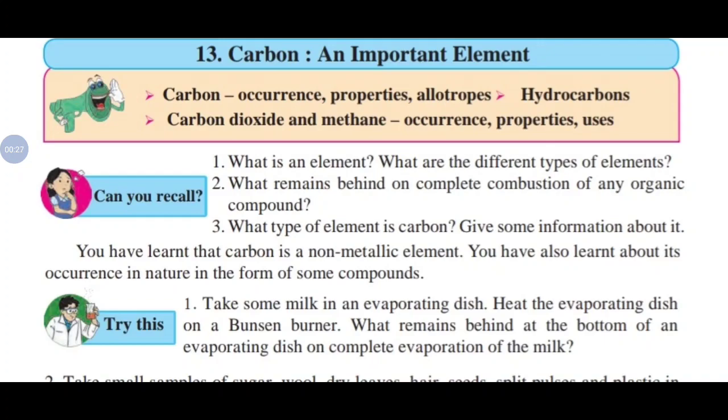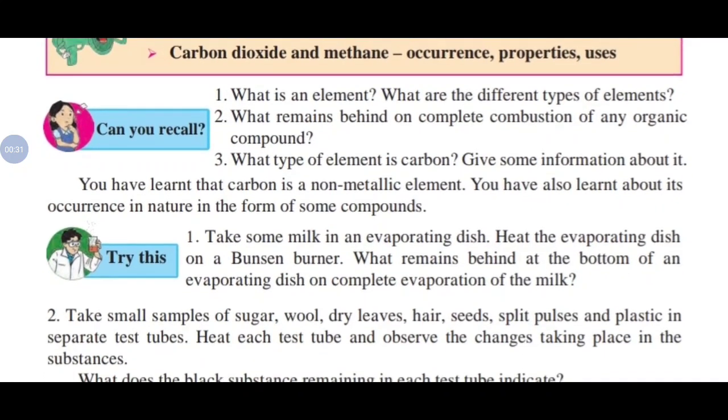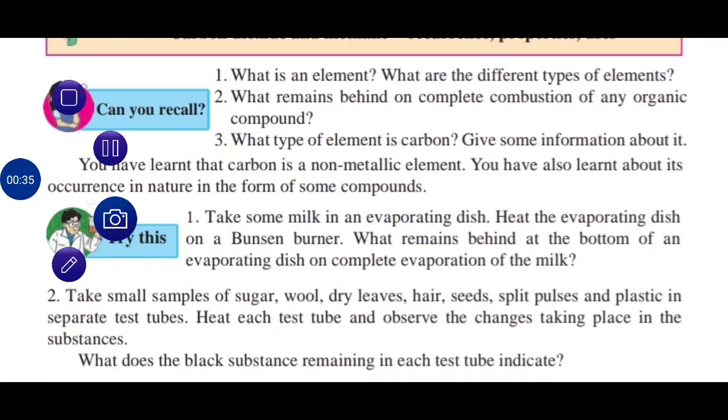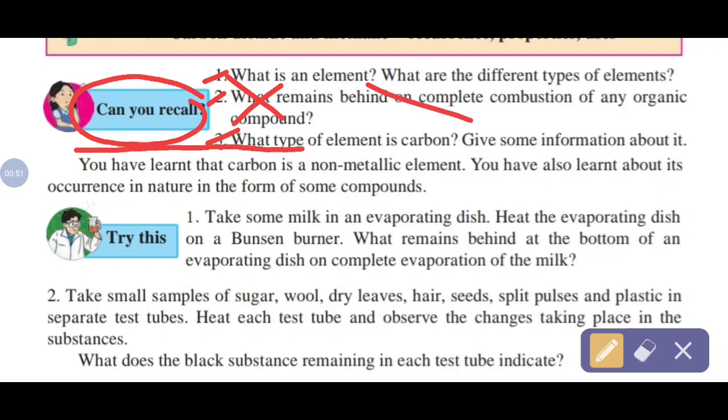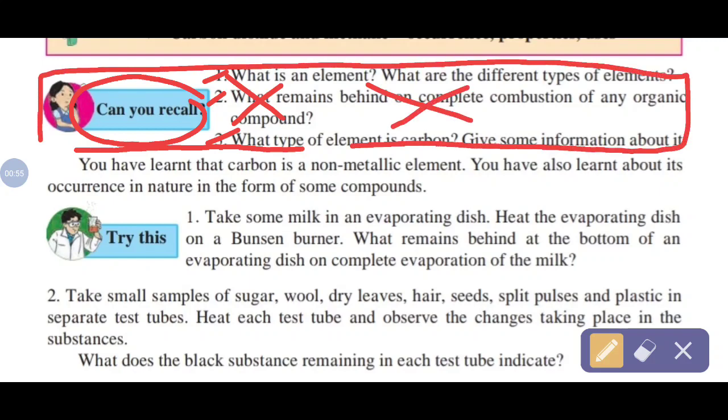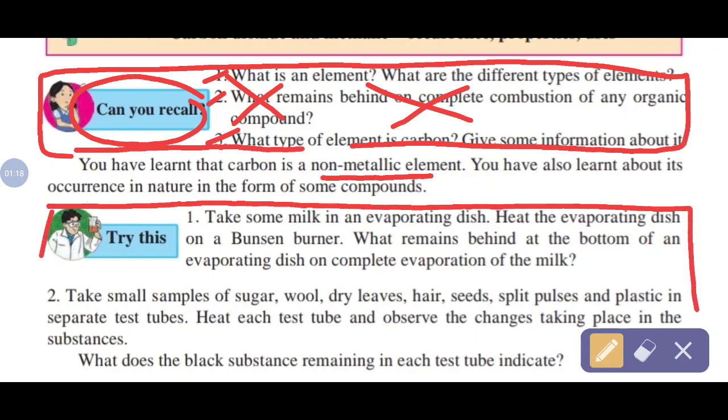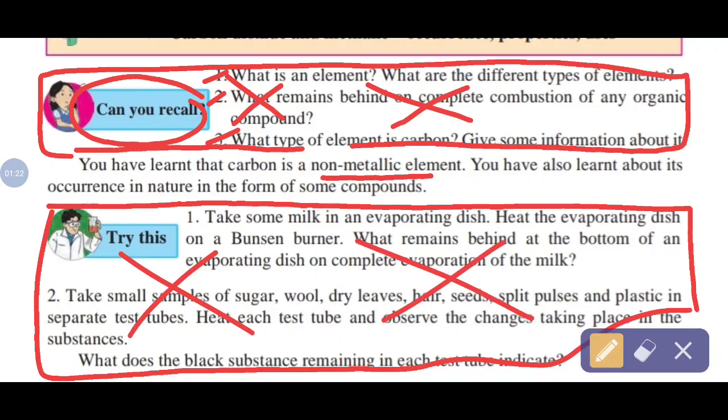Now some part is omitted from this page, which I will mark here. See this. Can you recall this part is omitted? Clear? That is option number 1, 2 and 3. Remember this. All are getting? You have learned that carbon is a non-metallic element. You have also learned about its occurrence in nature in the form of some compounds. Next omitted part is this. This is also omitted from our syllabus. Clear all of you? Next.